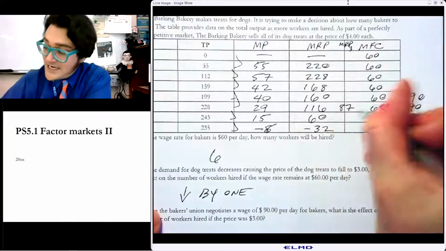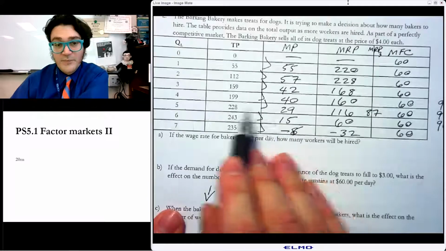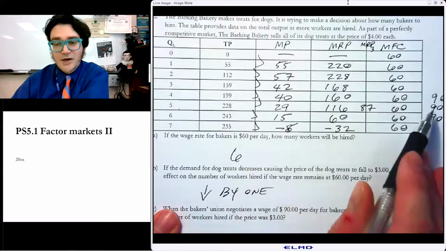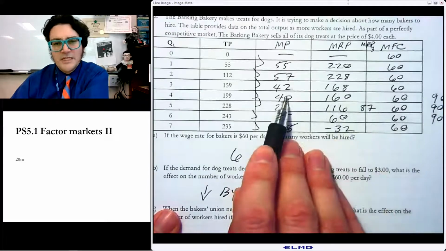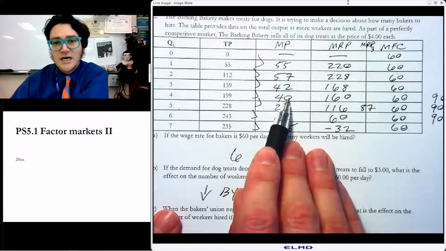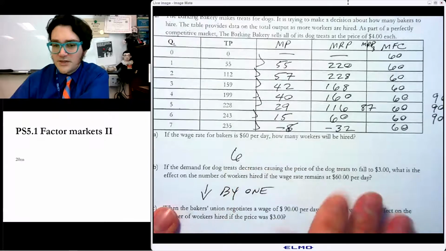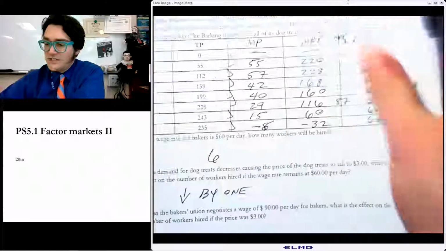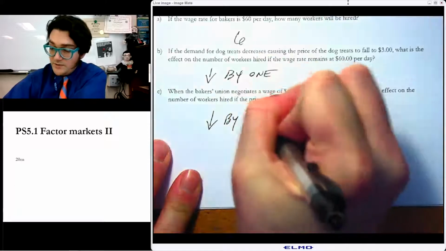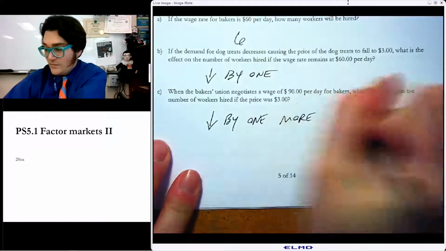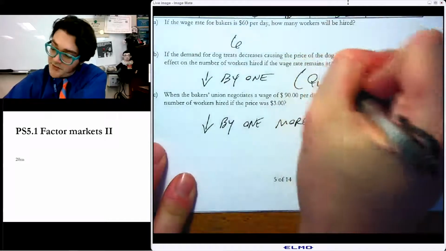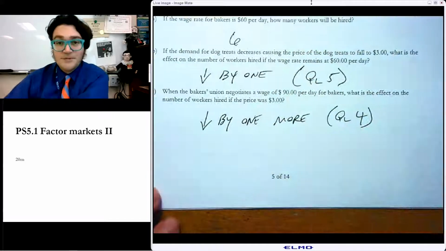So if it's 90, then we're not going to hire that worker anymore. We wouldn't hire them because they're only generating 87 for the company and they cost 90. Would we hire this next one? 40 times 3 is 120, so we would still hire them. So we would say decrease by 1 more. So quantity of labor 4. And this one's quantity of labor 5. All right. Hopefully that helped you. See you next time.